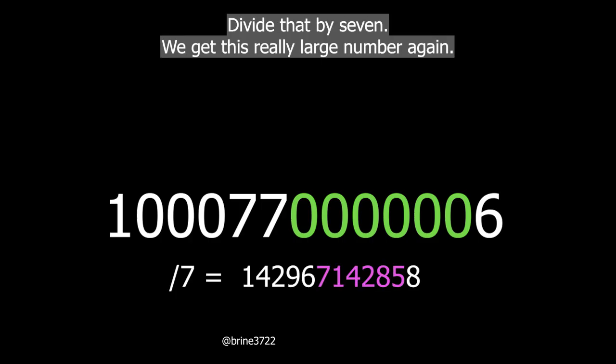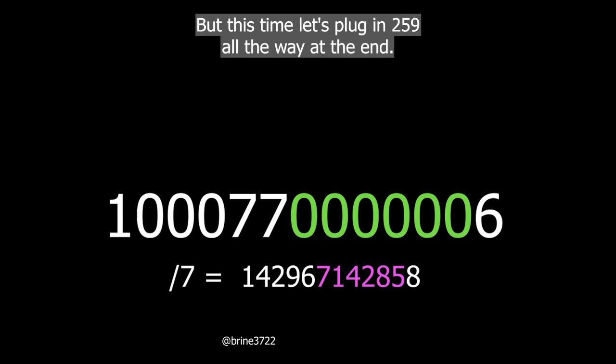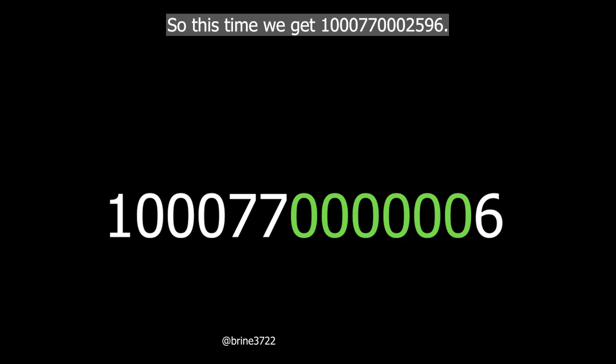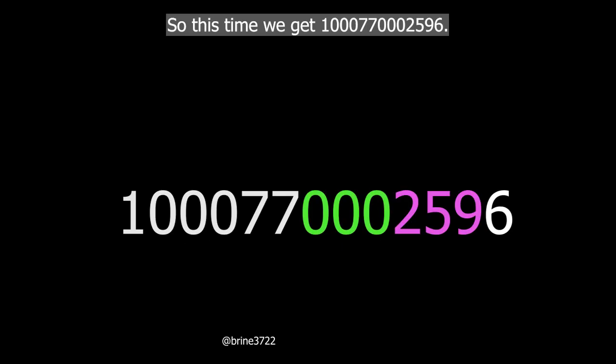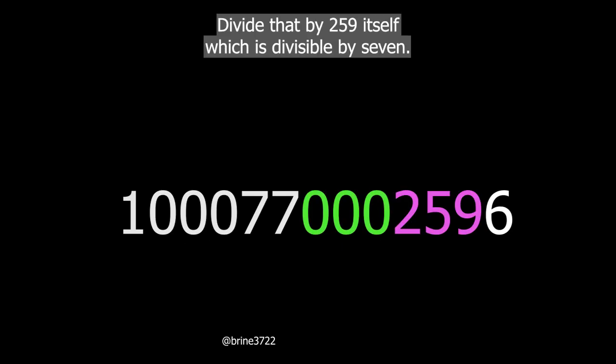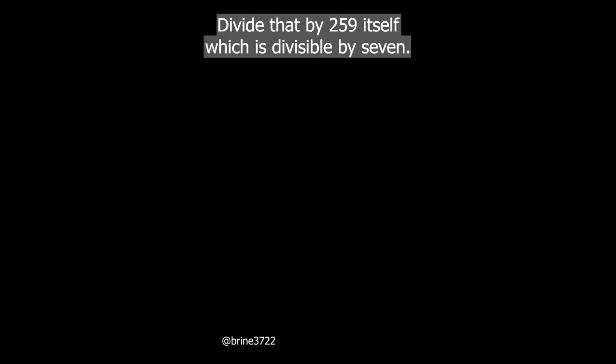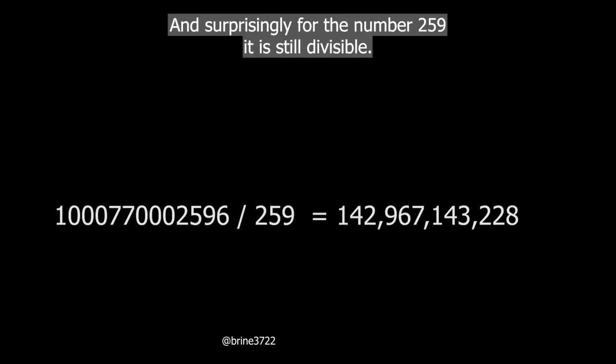1,000,077,000,000,006. Divide that by 7, we get this really large number again. But this time, let's plug in 259 all the way at the end. So this time we get 1,000,770,000,2596. Divide that by 259 itself, which is divisible by 7, and we get this large number again. And surprisingly, for the number 259, it is still divisible, given that 1/7 sequence again.